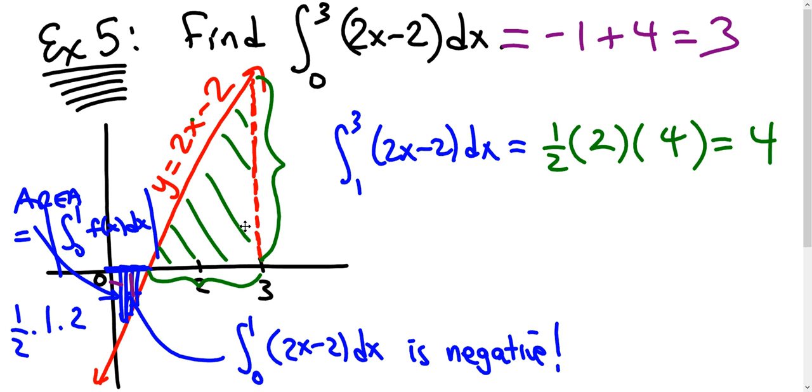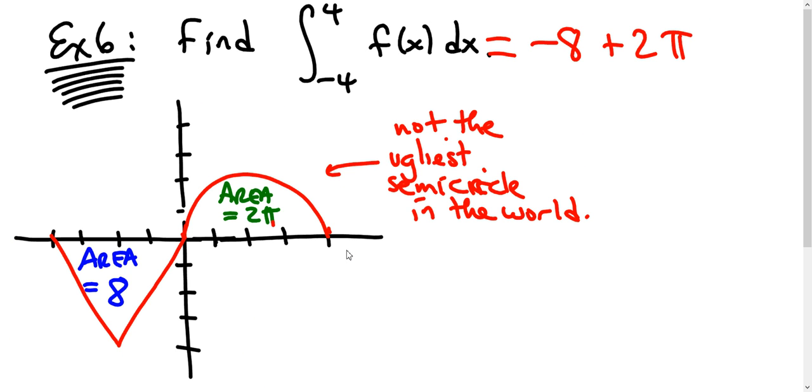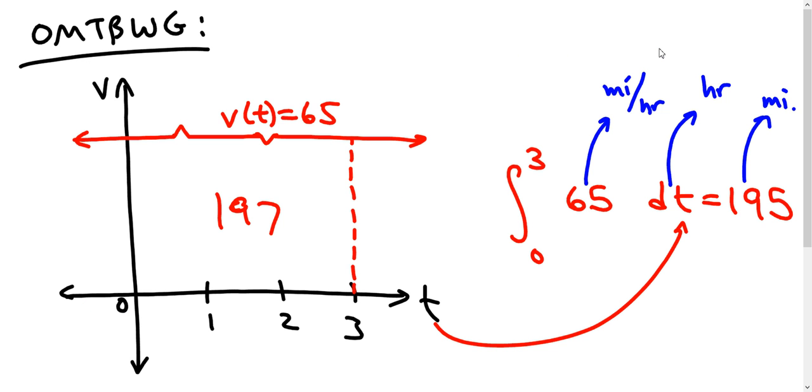Now area is always positive, but area above the x-axis generates positive integral values, and area below the x-axis generates a negative integral value. So some negatives and positives sort of cancel each other out. That's an important thing to know. Area below the x-axis, negative integral value; area above the x-axis, positive integral value.